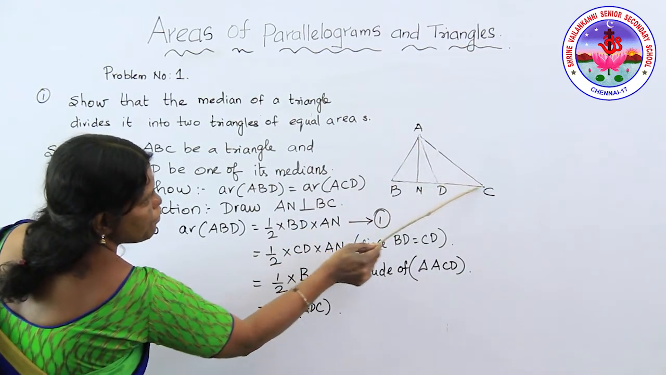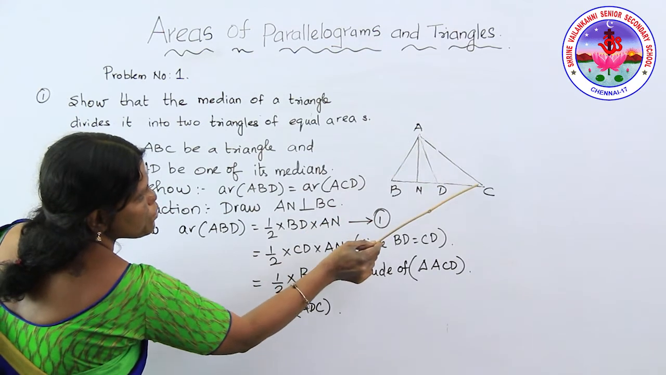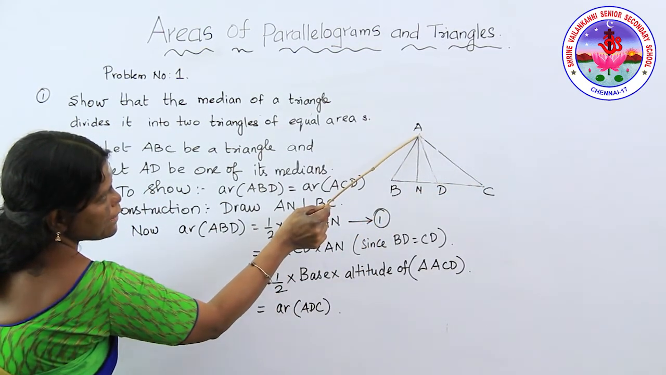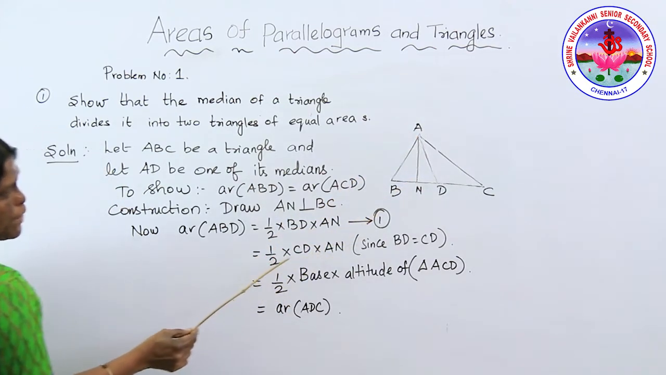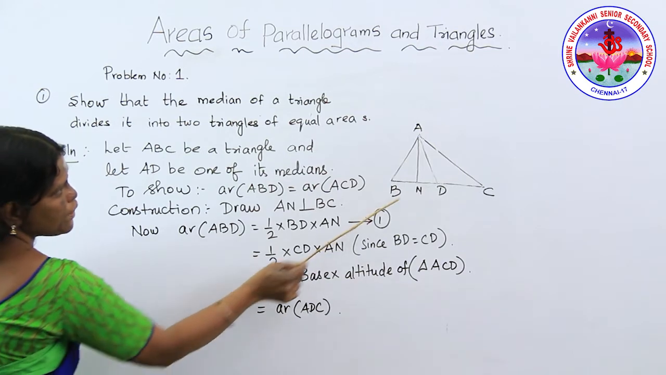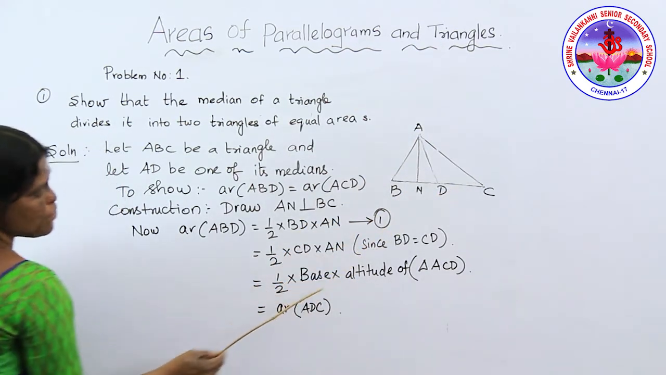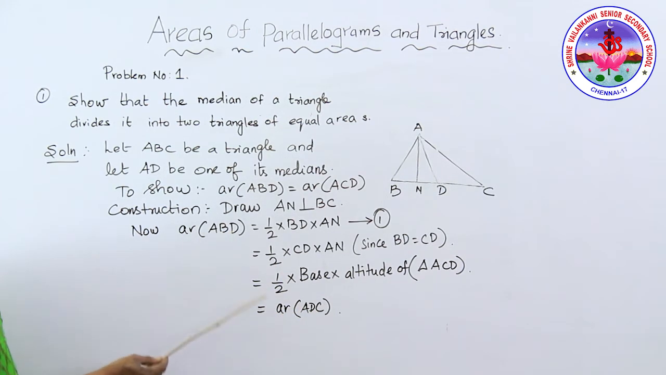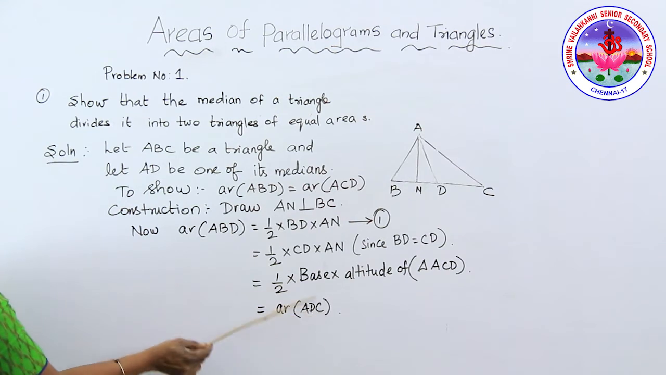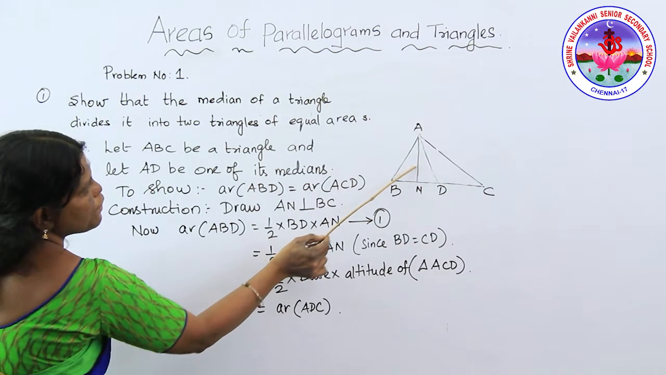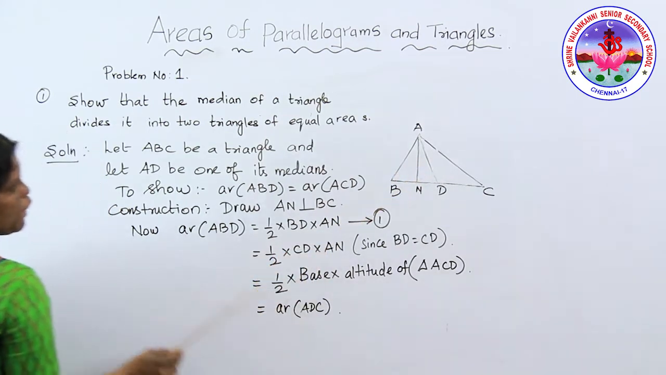So if you consider this triangle, whose area will be half into base, which is CD, and the height, that is the altitude, which is AN. So it looks like half into CD into AN, which will be the area of the triangle ADC. So I am replacing this as area of the triangle ADC. Thus we have shown that area of ABD is equal to area of ADC, which implies that the median divides your triangle into two triangles of equal areas.